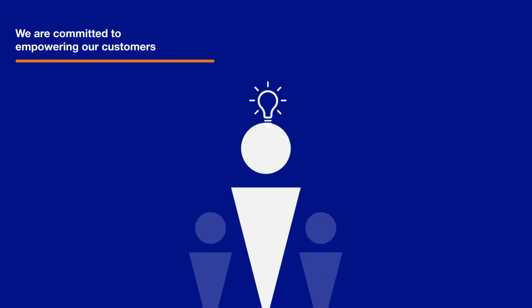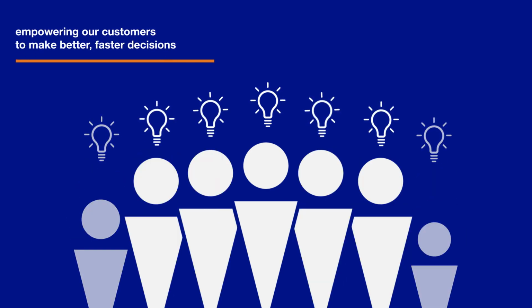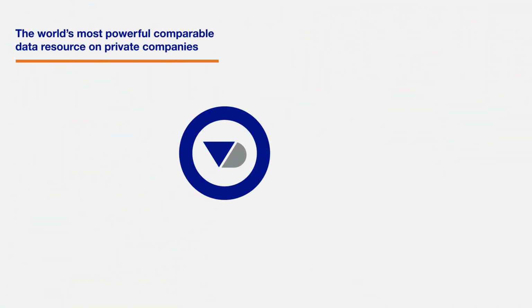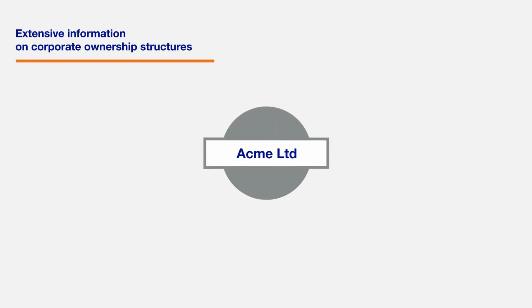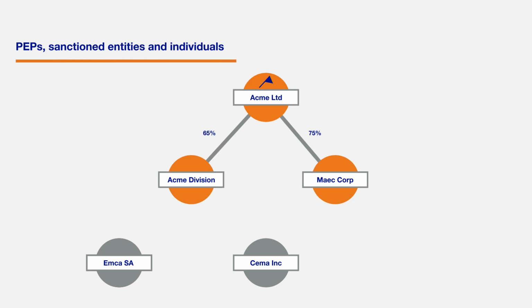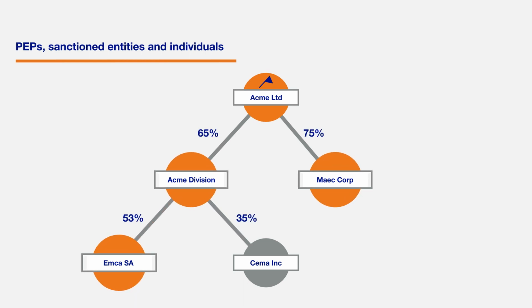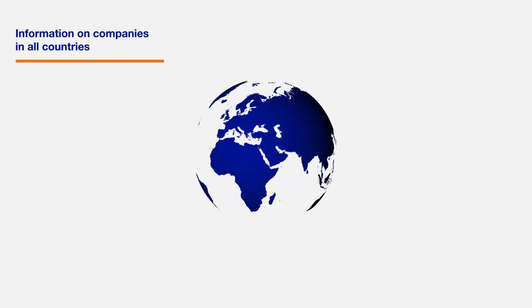We are committed to empowering our customers to make better, faster decisions. Our Orbis database is the world's most powerful comparable data resource on private companies, including extensive information on corporate ownership structures, with flags showing matches against PEPs, sanctioned entities, and individuals, and information on companies in all countries.